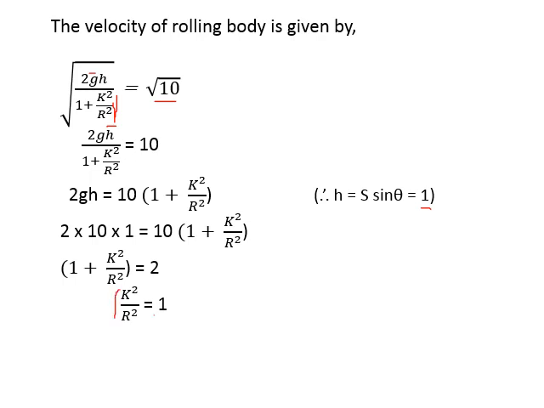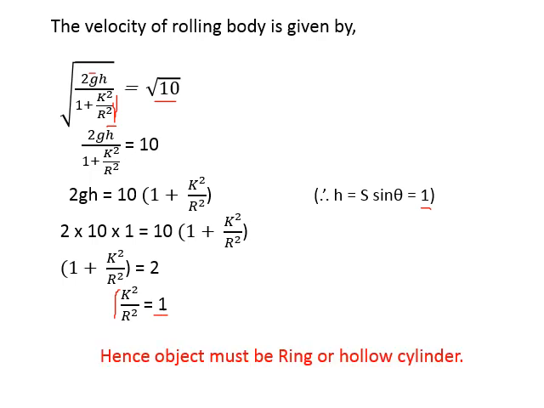When this value is 1, we can say that the shape must be either a ring or a hollow cylinder. From the moment of inertia, by comparison, if you find k square upon r square, then for a ring and a hollow cylinder this value is 1. So like this, we can write down the answer.